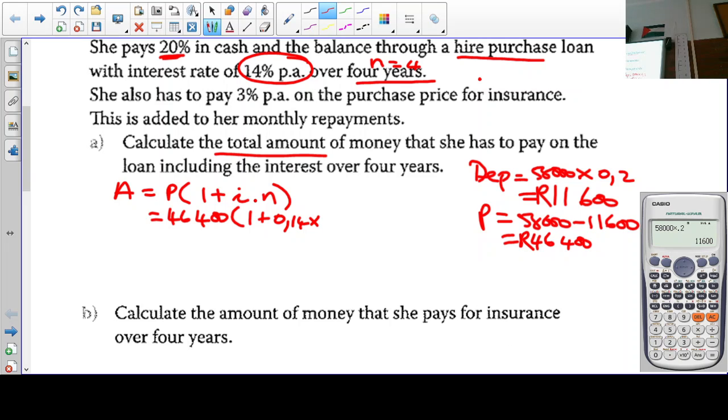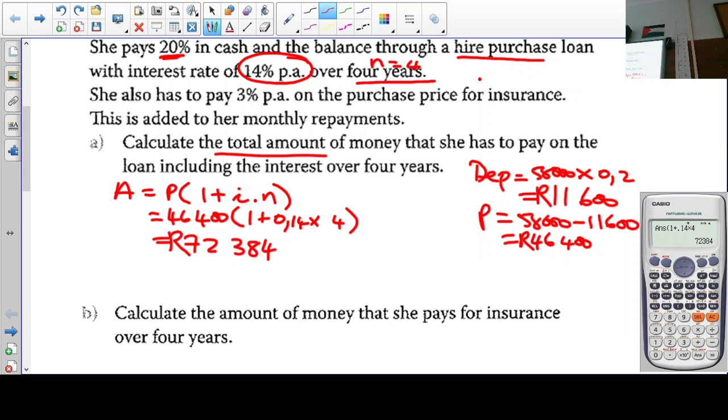Times 4 years. Remember, your time, your N is your time. Yes. So it's 46,400. You put its answer into 1 plus 0.14 times 4. That gives you 72,384.